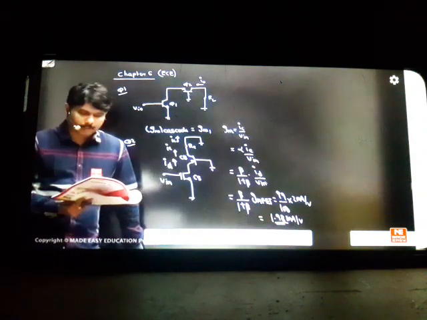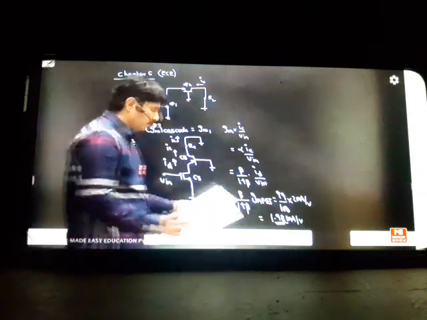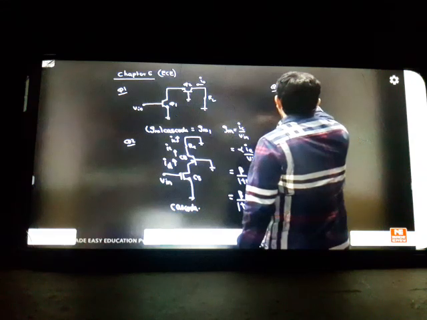Question number 3. The previous one was a cascode system, please try to understand. This is a cascode problem. Question number 3 is talking about a Darlington pair.